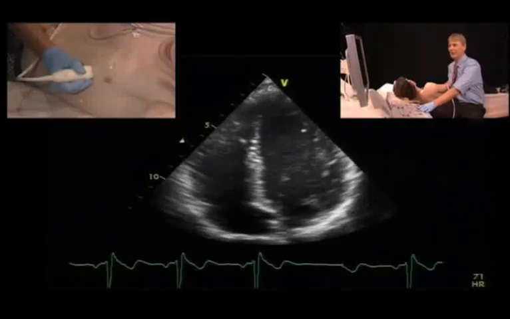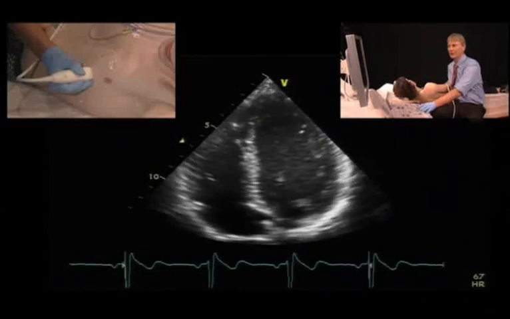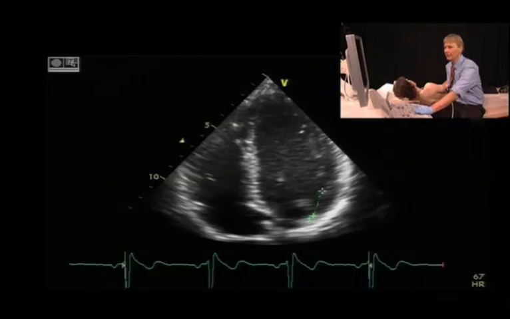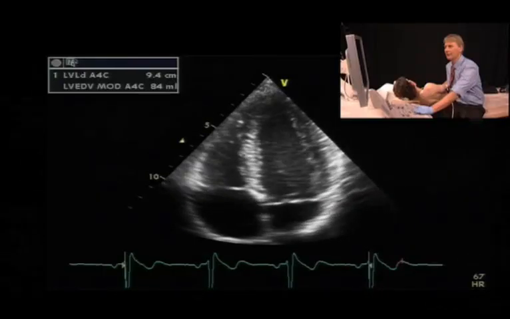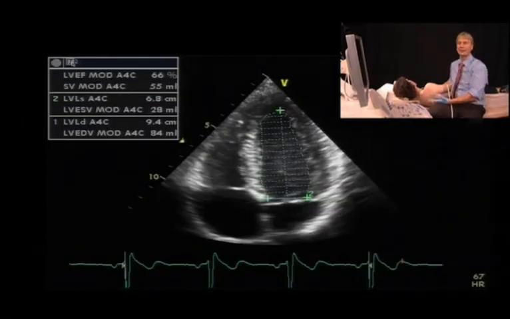To quantify left ventricular function with the biplane Simpson method, you need a good 4-chamber view. And we do the same thing as we would to quantify the volume. We trace the endocardial surface, omitting the papillary muscles. And we do the same thing for systole. Okay, systole, it's usually easy to track the endocardial surface. And we get an ejection fraction of 66, which is normal.